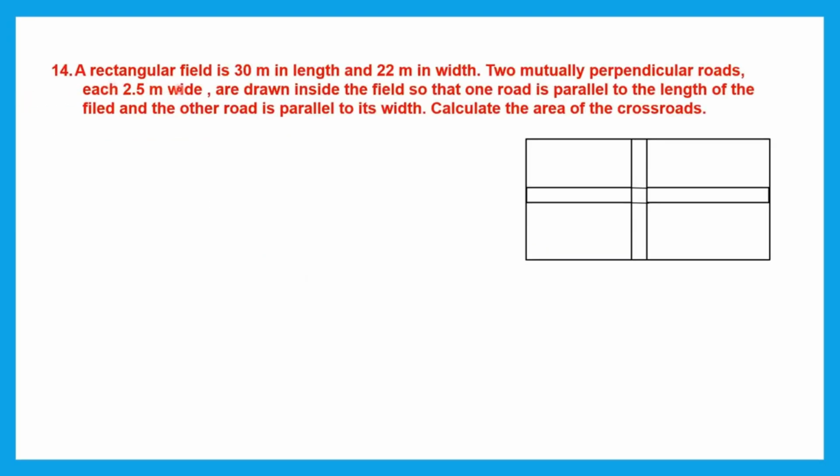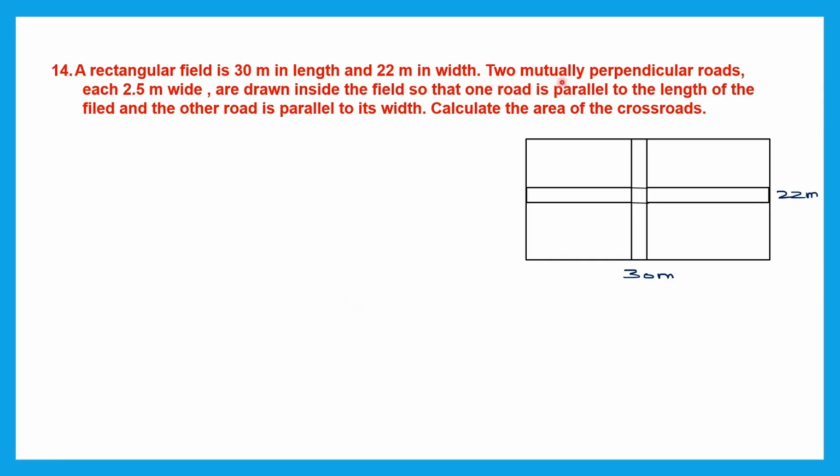Question 14. A rectangular field is 30 meters in length and 22 meters in width. So let this be the rectangular field, and that is 30 meters in length and 22 meters in width. Now, two mutually perpendicular roads. I hope you know the meaning of perpendicular, that is cutting another line at right angles. Two lines which cut each other at right angles are called mutually perpendicular lines.